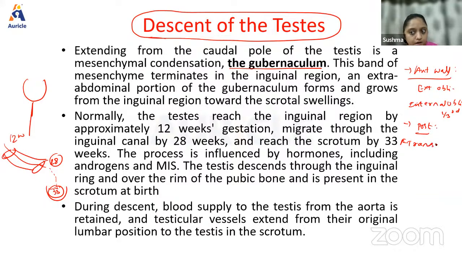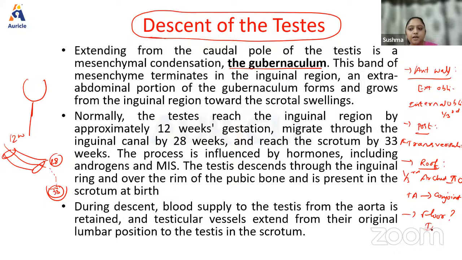Anterior is done. Posterior is done. Roof is made up by the arched fibers of the internal oblique and the transverse abdominis. What tendon is coming from the transverse abdominis? Conjoint tendon that is forming the roof. Floor is formed by the inguinal ligament. So this is something which you can never forget, guys.